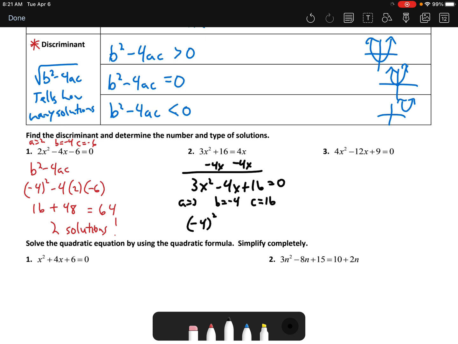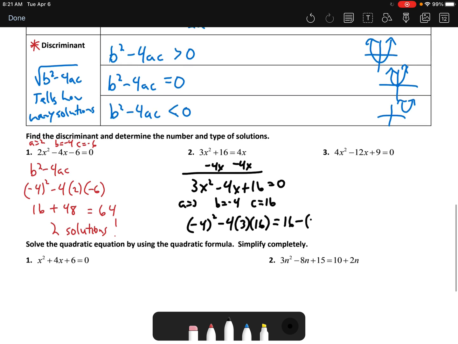So b squared minus 4ac is 16 minus 12 times 16. Now, I don't even care what that number is, but I can tell it's going to be negative. So that has 0 solutions.